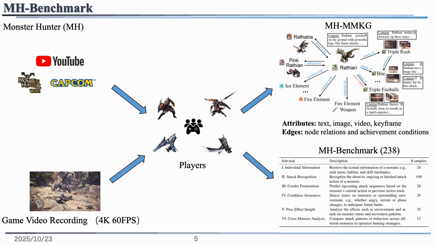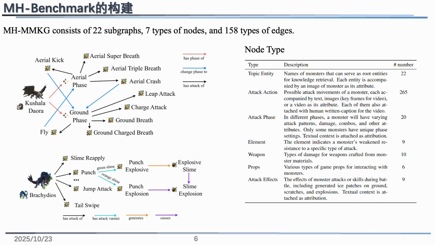The MLLM benchmark contains 238 QA instances paired with the MLLM MMKG, which encodes task rules, achievement conditions, and interaction relations. This design supports robust evaluation of retrieval and reasoning. The MLLM MMKG contains 22 subgraphs, each for a specific monster, and there are in total 7 node types and 158 edge types. Nodes carry text, images, videos, and keyframes, each encoding entity relations and achievement conditions. During retrieval, the model can trace semantic conditions, outcomes, and chains, not just surface similarity.